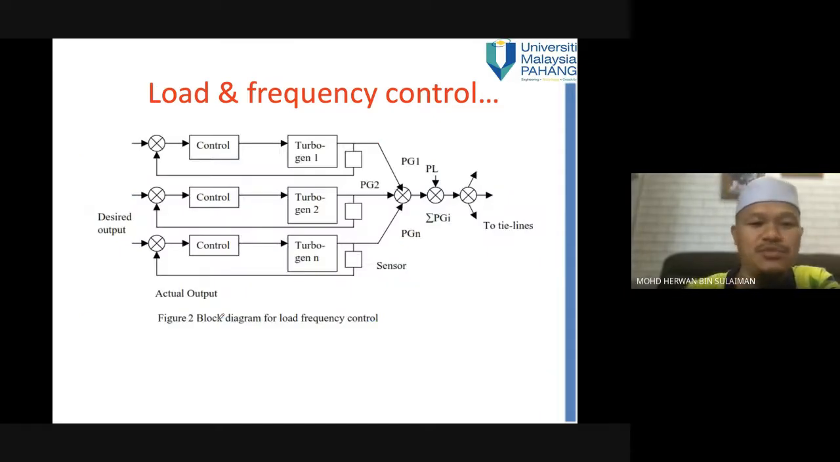So macam ni lah. So this is the block diagram, load frequency control. And then this one, we call it tie lines. Tie line ni contoh macam TMB and EGAT tu lah. So TMB and Singapore, kita ada tie lines connected. So let's say in the overall system, you have load, PL is load, it must be equal to the PGi. So let's say we have several generators. And then when the load changes happen, all the generators will sense it. Jadi bila ada perubahan akan ada delta P kan.